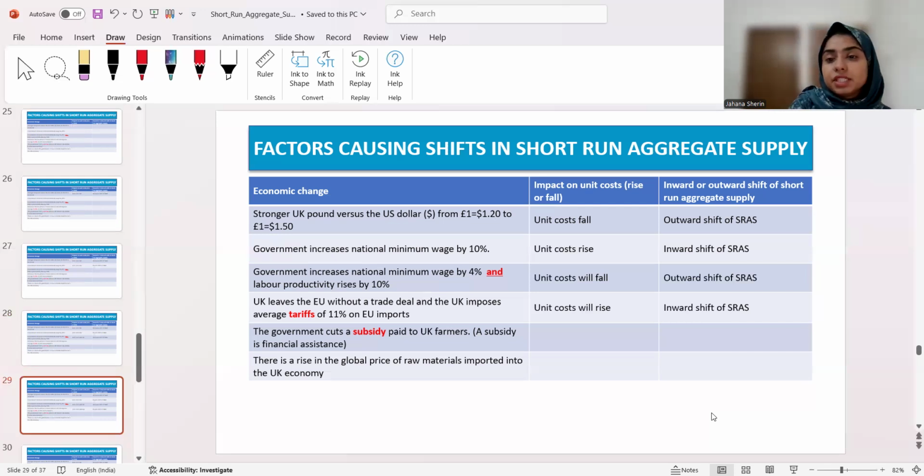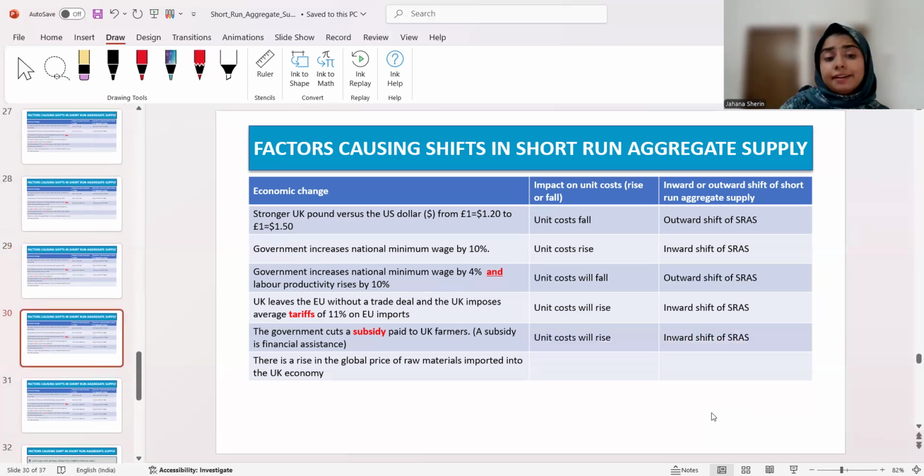Then government cutting subsidy. That is just the opposite of a tax, right? I already mentioned subsidy is a support. If the government cuts subsidy, it can increase the cost of production and finally reduce the supply. Then the last one, the global prices of raw materials. For businesses, raw material is essential, whatever the business is. If the price of raw materials increases, what happens? Of course, the cost of production increases. If cost of production increases, they have to reduce their supply. That can shift the aggregate supply curve leftward. I hope it's clear.